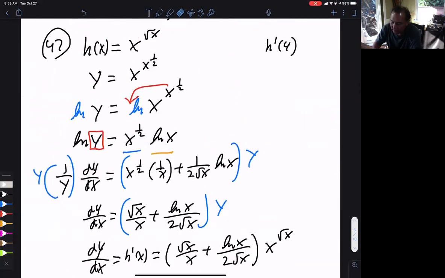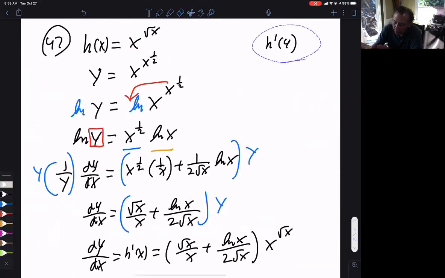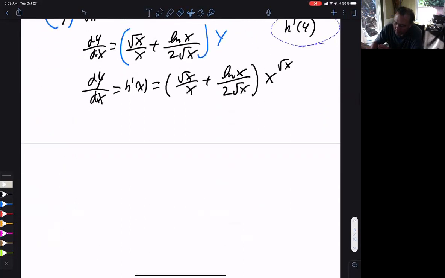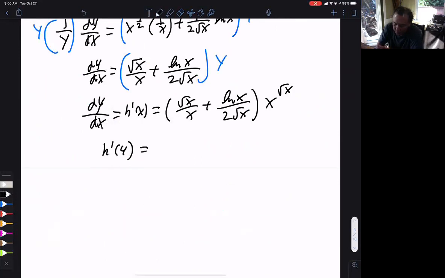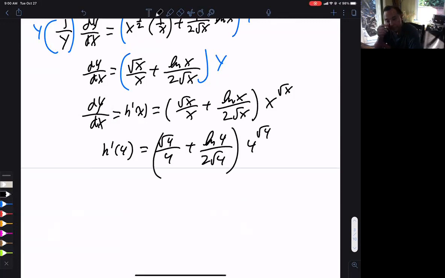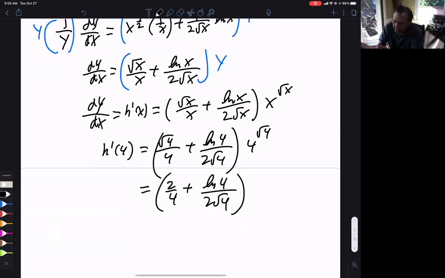But we want h prime at 4. So we replace all the x's with 4's: square root of 4 over 4, plus ln of 4 over 2 radical 4. And it's going to be 4 to the square root of 4. And the rest is algebra. 2/4 plus ln of 4 over 2 radical 4, all times 4 to the 2.